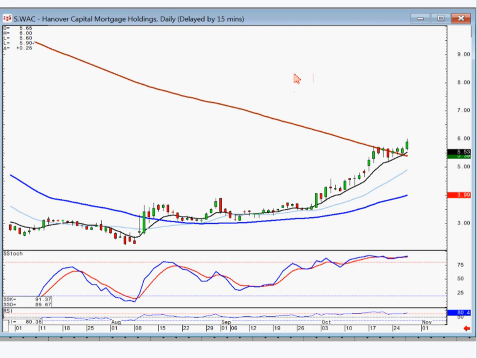Is the T-line a 200-day simple moving average? No, the T-line is the 8 exponential moving average. That's this little black line right here. This is the 200 moving average.